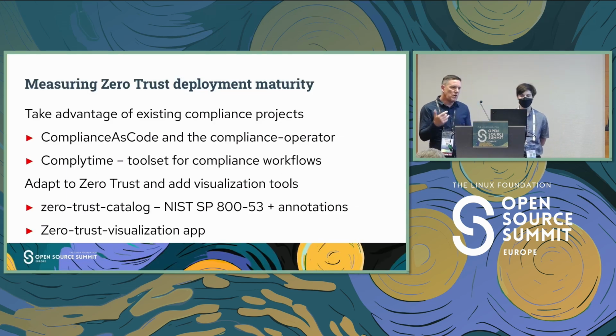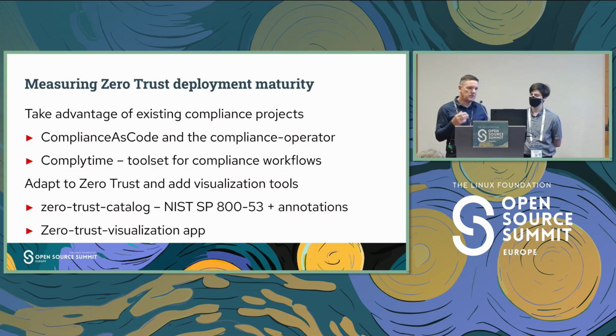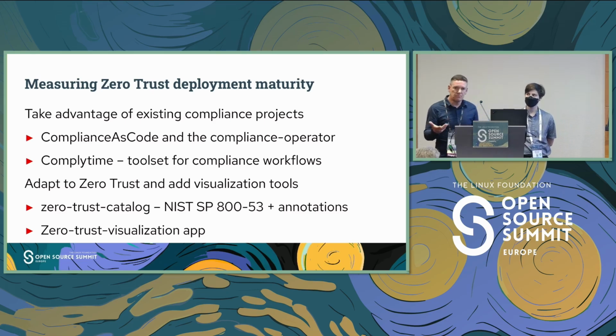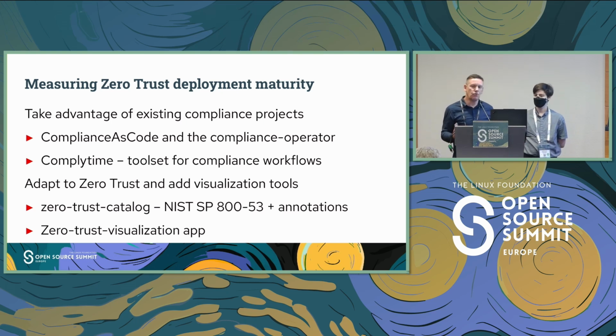So what we've been exploring at Red Hat is, can we take advantage of existing open source projects and content that's been developed in the space of compliance in order to provide some automation tools, provide some visual feedback to people that are deploying our systems so that you can measure the progress you're making in your zero trust deployment journey. And one of the biggest bodies of work that we have in open source from Red Hat is a project called Compliance as Code.